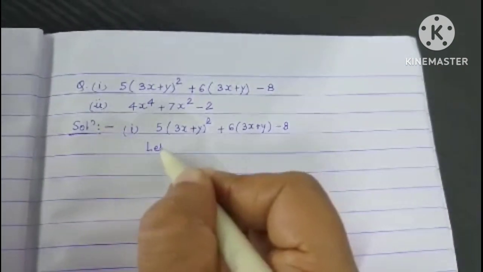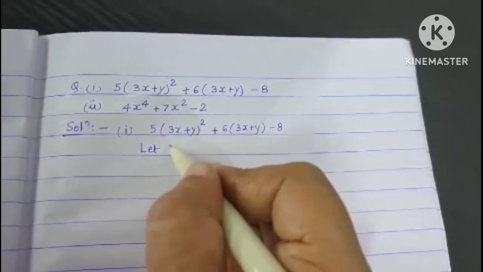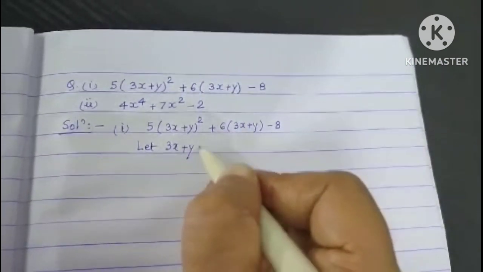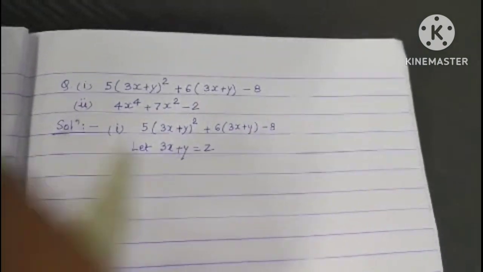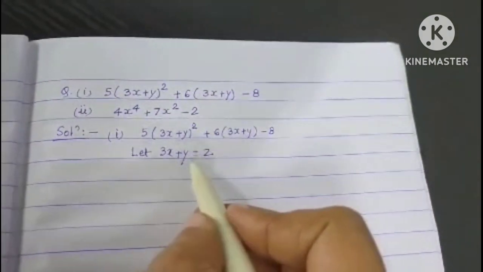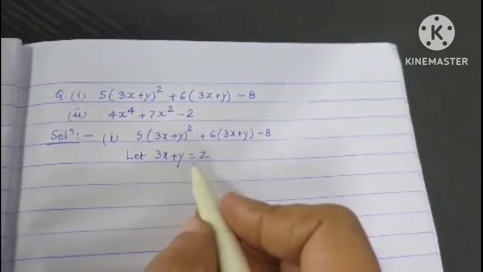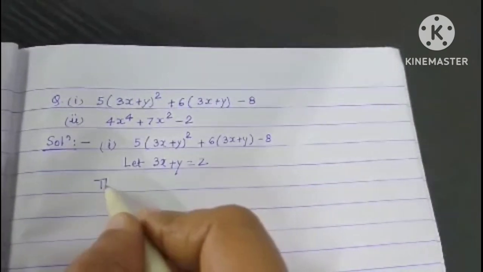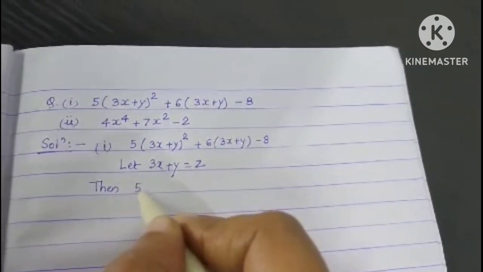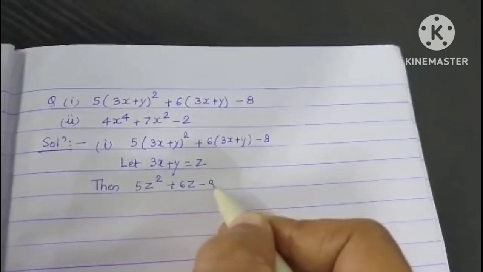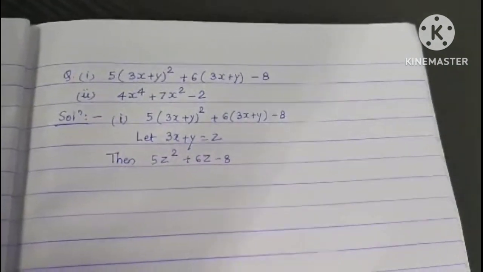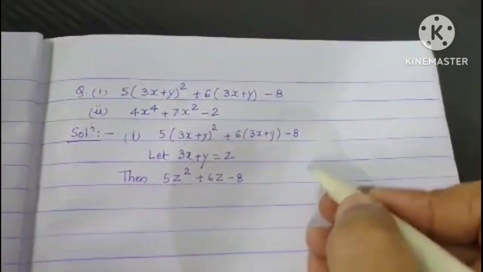So here let us take 3x plus y equal to z. Let 3x plus y equal to z, because this way we cannot solve it. So let us assume this one. Let 3x plus y equal to z. Then the expression will become 5z square plus 6z minus 8. Now it has become easier.